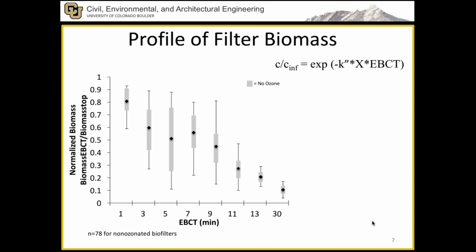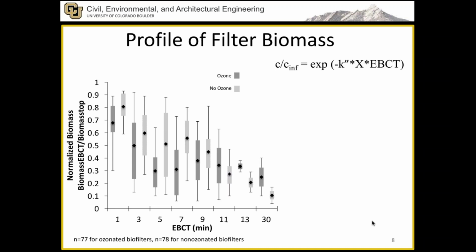So empty bed contact time is on the X and the normalized is on the Y. If the biomass remained constant throughout the filter, the value would be 1. However, this graph shows that the biomass decreases with depth. At about 5 to 6 minutes empty bed contact time, biomass is already 50% of that at the top. We also looked at ozonated studies, as shown by the dark squares. And you can see that, again, biomass is decreasing with depth, with 50% at 3 minutes empty bed contact time. So therefore, the biomass decreases at a steeper rate for the ozonated studies than the non-ozonated studies.